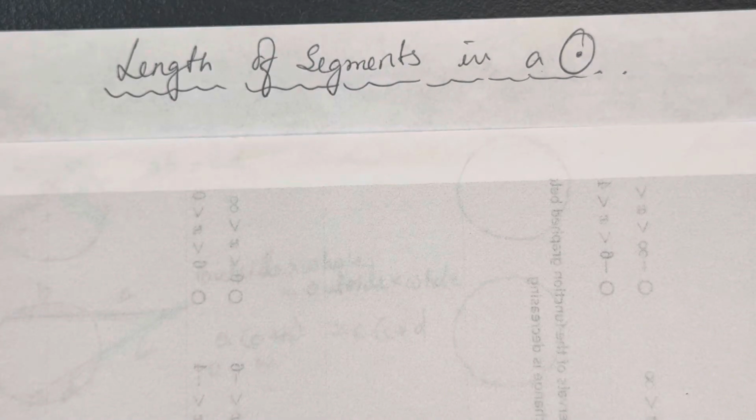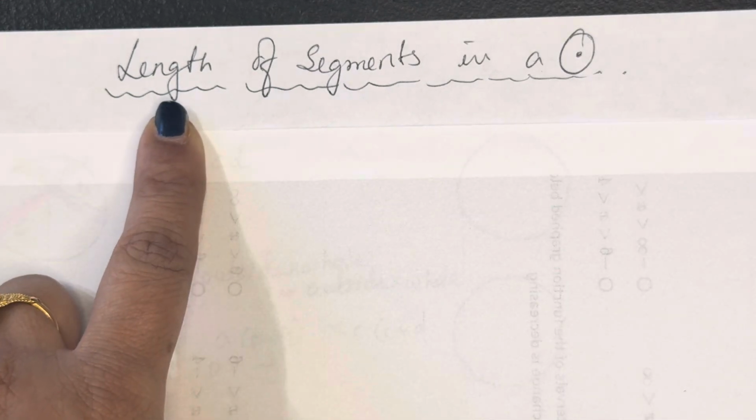And today we are doing the fifth part of the unit in geometry, which is circle. In our previous part we have seen how the angles are formed and how they are related inside a circle. Those angles were formed by the segments or tangents or chords. Now we are going to learn the length of the segments in a circle.